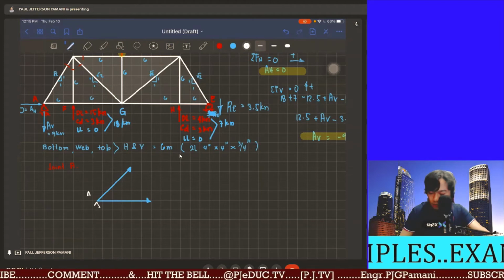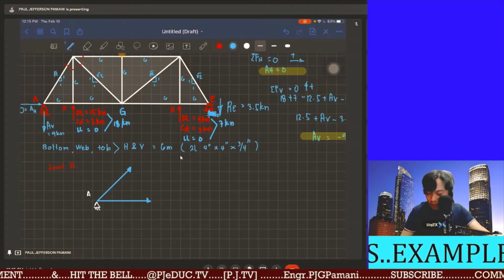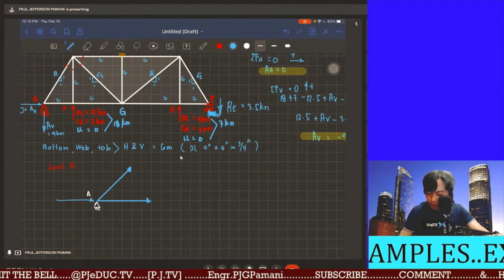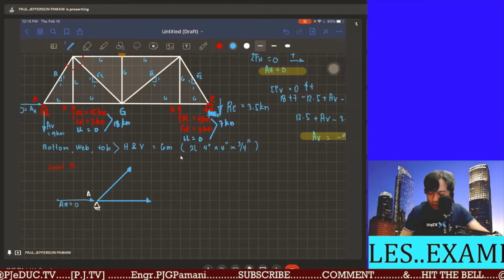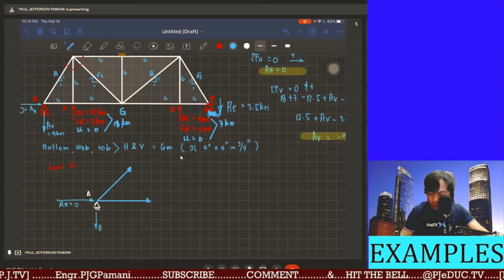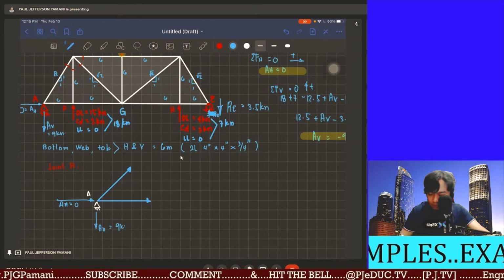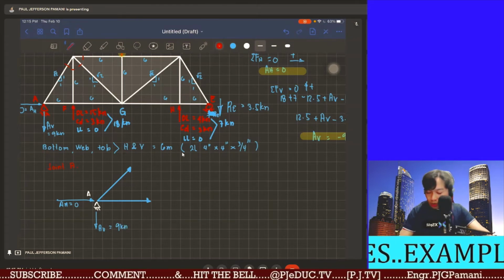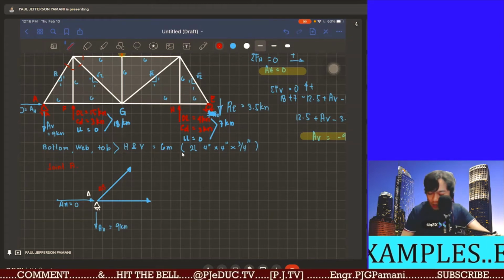We have a hinge support at joint A. The identified horizontal reaction, AH, is equal to 0. The downward AV, as identified, is equal to 9 kilonewton. The members at joint A are AB and AF.